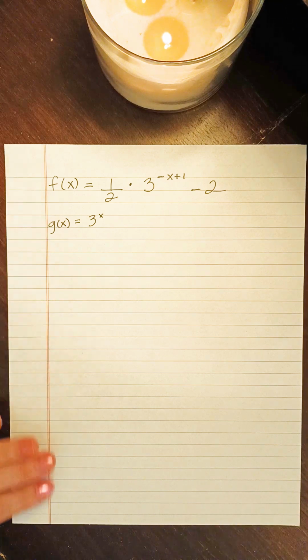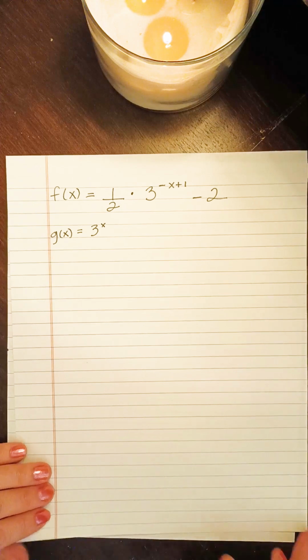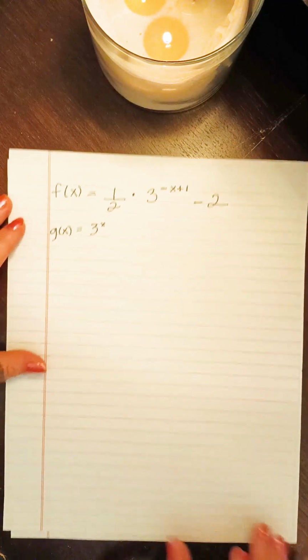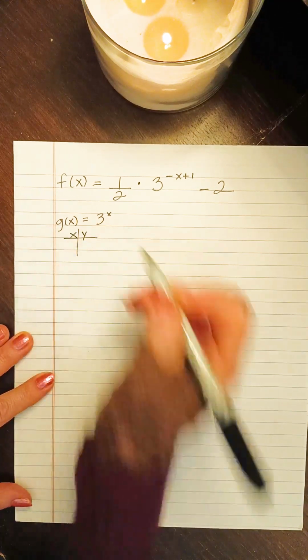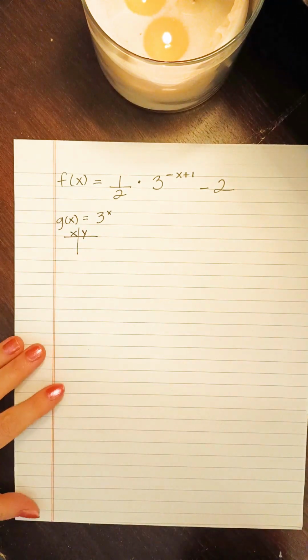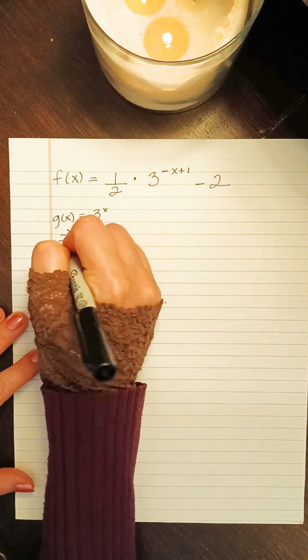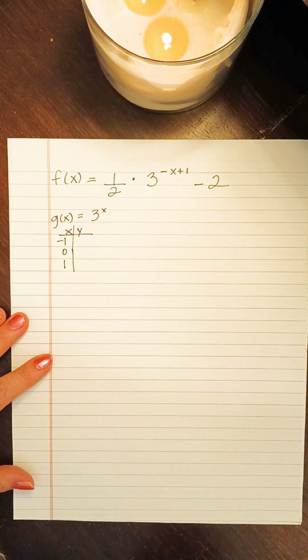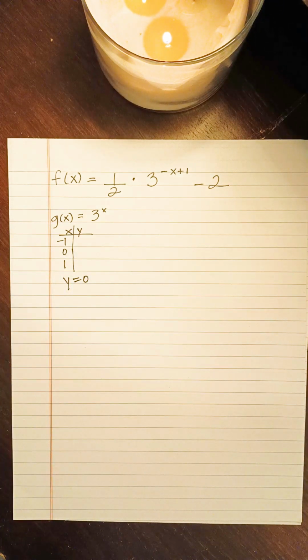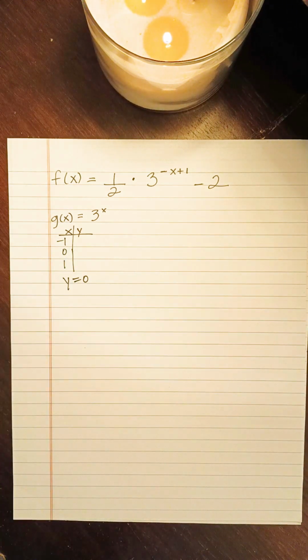And then you want to identify some key points to go with that function as step 2. So write a little chart here, and we can choose -1, 0, and 1. And then, of course, we have a horizontal asymptote, y equals 0. So we're going to evaluate g at all these x values.